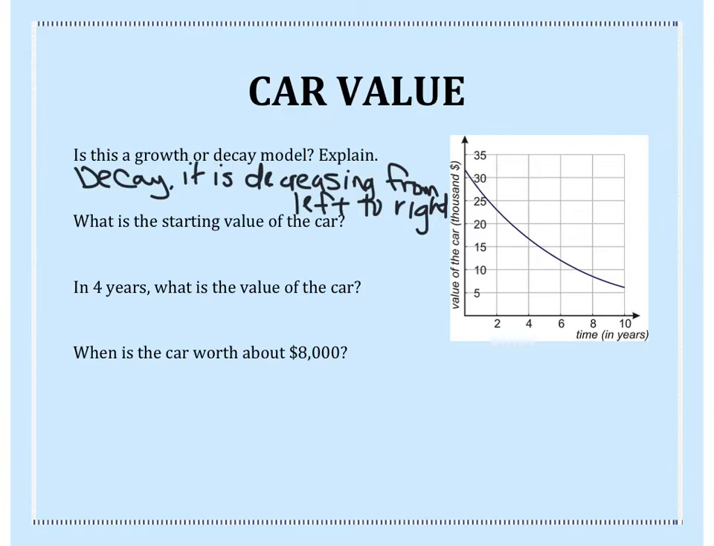The next question is, what is the starting value of the car? Don't forget that this would have been our a value, and our a value stands for my y-intercept. So that right there is my y-intercept. It's also the value of the car. So we're going to approximate between 30 and 35. It looks closer to 30, so we're going to say 32,000.